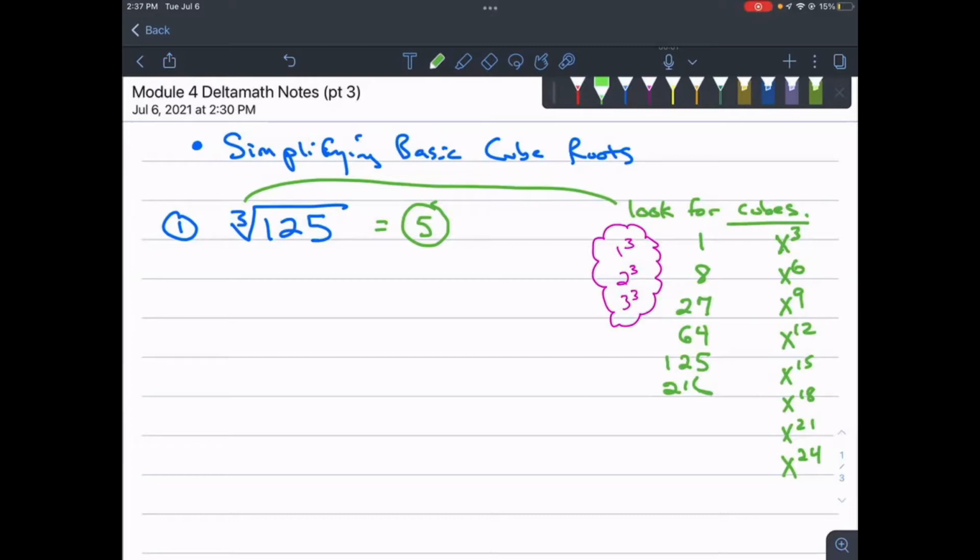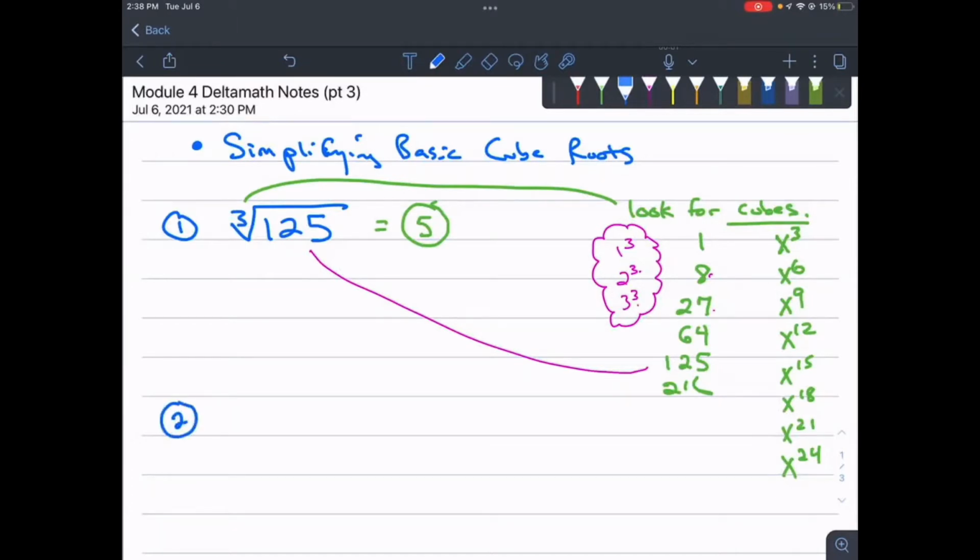But basically, if you've got 125, which is a perfect cube, the cube root of that would just be 5, just like the cube root of 8 would be 2, cube root of 27 would be 3. Let's look at some more examples.